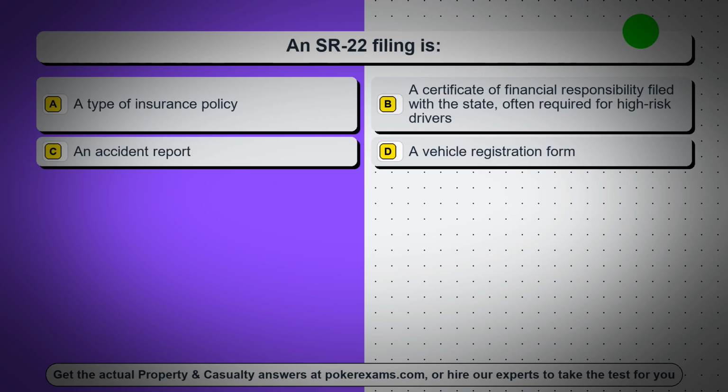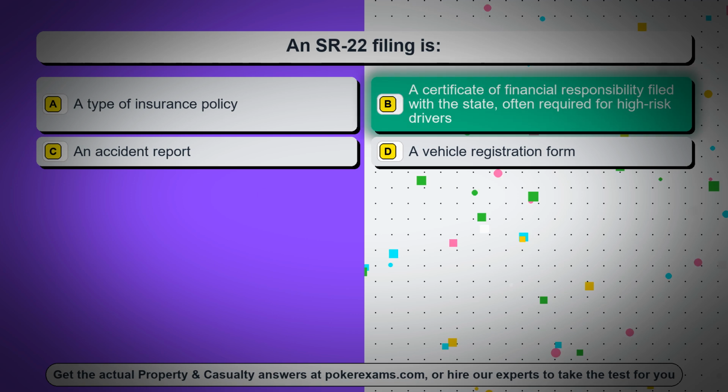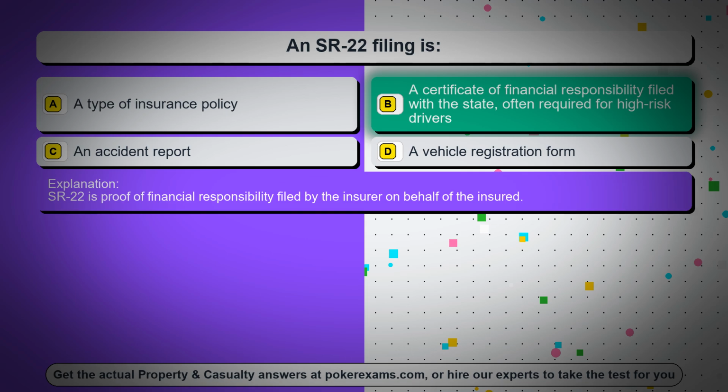Question 16. An SR-22 filing is, option A, a type of insurance policy, option B, a certificate of financial responsibility filed with the state, often required for high-risk drivers, option C, an accident report, option D, a vehicle registration form. The correct answer is option B, a certificate of financial responsibility filed with the state, often required for high-risk drivers. SR-22 is proof of financial responsibility filed by the insurer on behalf of the insured.